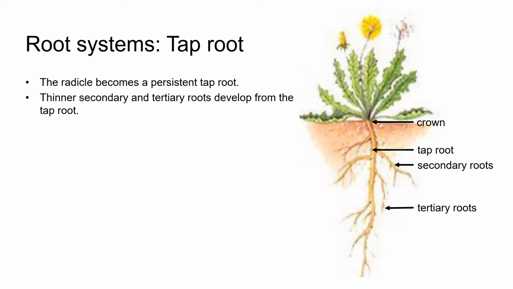In other plants, the radicle continues to grow both in length and diameter and becomes the dominant root in the root system. This type of root is called a taproot. Thinner secondary and tertiary roots develop laterally from the taproot. And a really common plant with a taproot that you're probably all familiar with is the dandelion, which you can see in the diagram here.